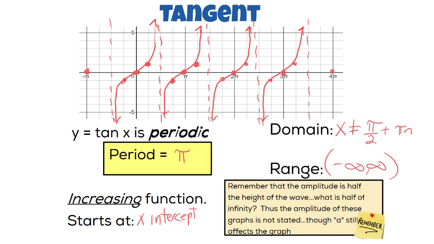This is another new thing here. Remember that amplitude is half the height of the wave. What is half? Well, if you look at the height of your wave, this is an infinitely long wave. And what's half of infinity? Well, it's still infinity. We do not actually deal with amplitude of these graphs. It doesn't have any purpose. It just is not applicable to a tangent graph. Now, there might be an a value in front of your equation, which might have some vertical stretch or reflection. That still plays a part. But we are going to say NA for amplitude, not applicable. We don't even talk about it.